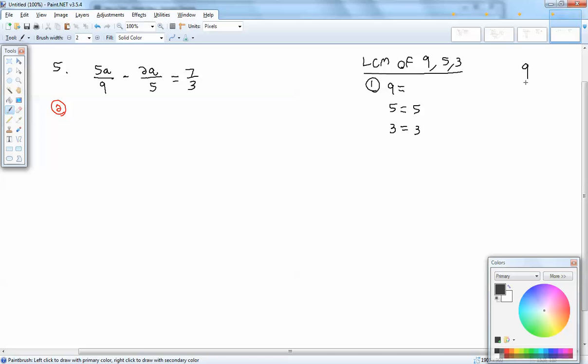But the 9, if I did my tree breakdown, I start with my first prime, which is 2. It's not divisible by 2, so I go on to my next prime, which is 3. It is divisible by 3. 3 times 3. Now 3 is prime and 3 is prime, so I circle those. So our prime factorization would be 3 times 3.